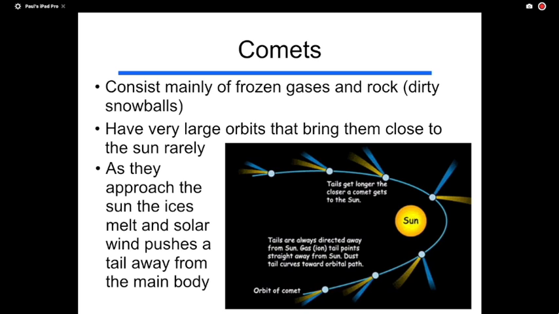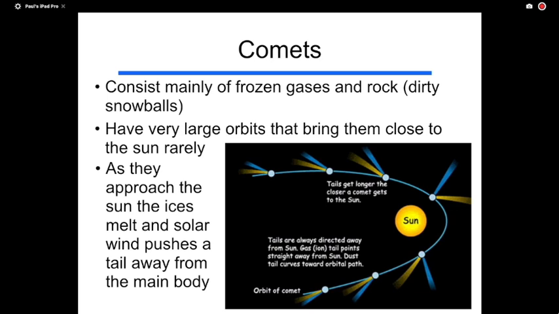Comets are items that also orbit the sun. Comets are really kind of a strange thing. Does anybody know a name of a comet? There are a couple famous ones. Halley's Comet. Halley's Comet was seen probably 20 or 30 years ago. It won't be seen for another 50 or 60 years.